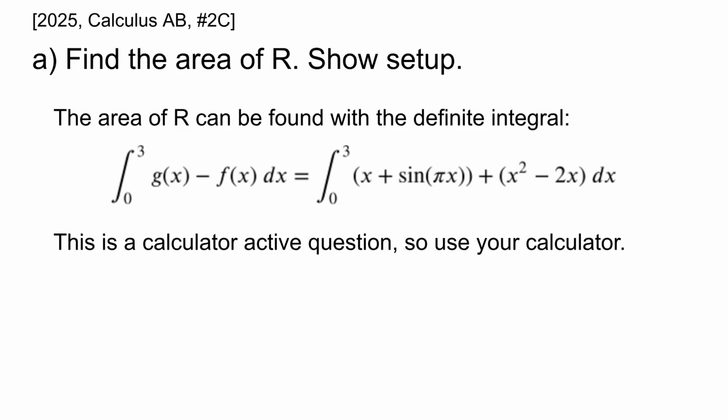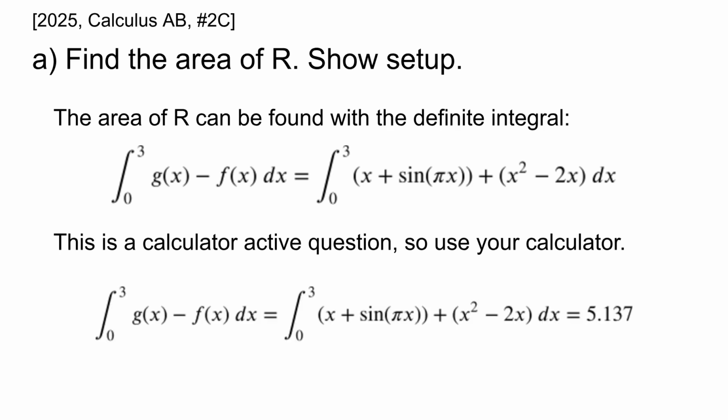And since this is a calculator active question, we can use our calculator to evaluate the integral. The integral from 0 to 3 of g of x minus f of x dx is the integral from 0 to 3 of x plus sine pi of x plus x squared minus 2x dx, which is 5.137. So the area of region R is 5.137.